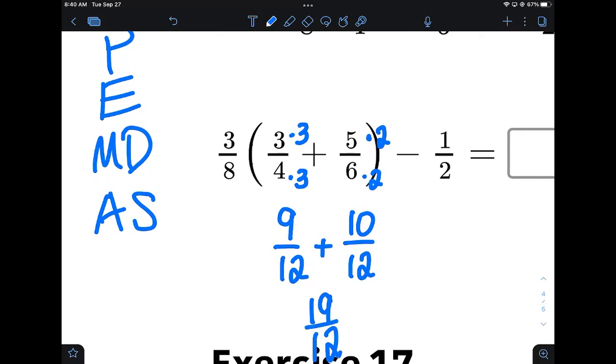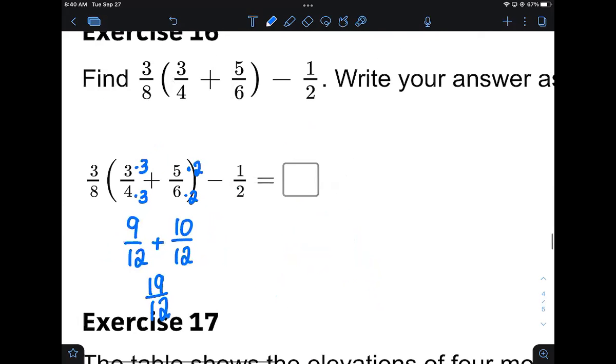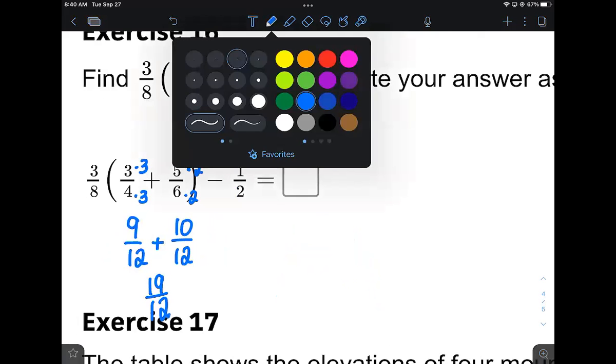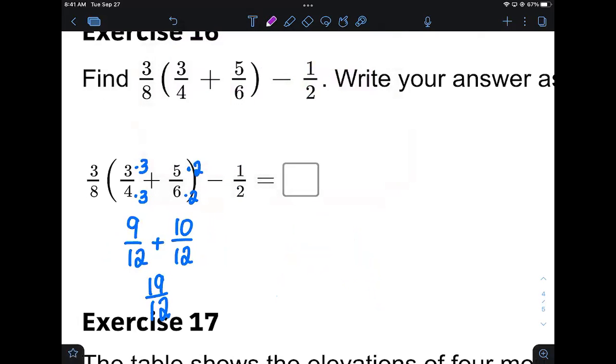Well, the first part's done. I'm running out of room, so I'm going to have to write over here. You guys might have to, obviously, work down the side of your paper as well. So now that I've done the parentheses, I've got 3/8. And then I can write it in parentheses, or I can put a multiplication symbol, but this is 19/12 minus a half.